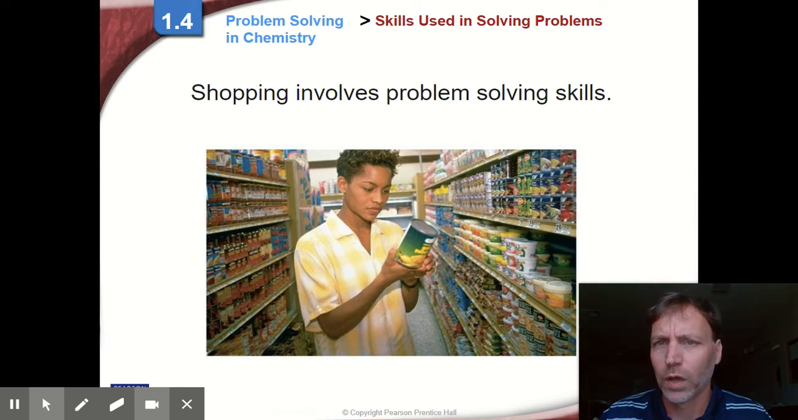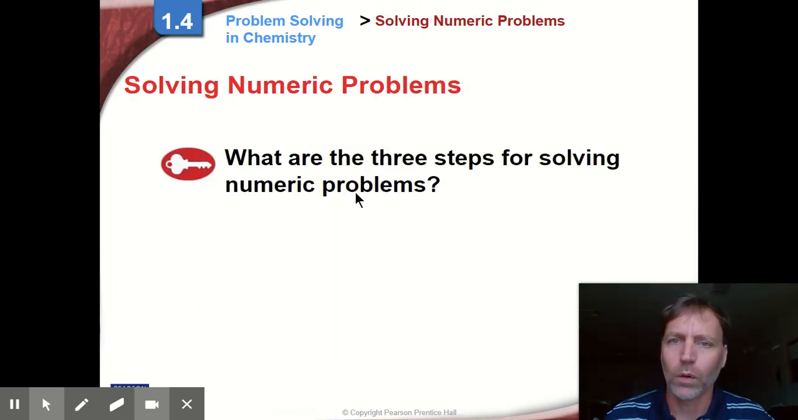Simple shopping involves problem solving skills. When you go shopping, you may need to understand how much you need of something. For instance, how many gallons of milk do I need? How many rolls of toilet paper do I need? Do I need one or two cans of green beans for the recipe I'm about to make?